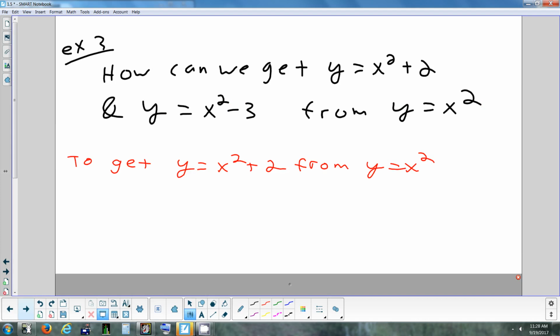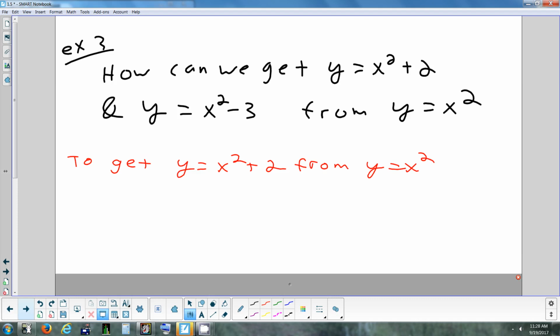Does anyone have a guess what the +2 is going to do? So to get y equals x squared plus 2 from y equals x squared, we're going to do something to y equals x squared. Yep? Is it going to move it on the y-axis? Yes? Which way do you think? Wait, which axis did you say again? The y. The y-axis, which goes in which direction? Up and down. So what do you think the +2 is going to do again? Move it up. Up, yeah.